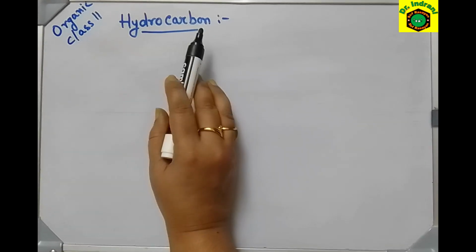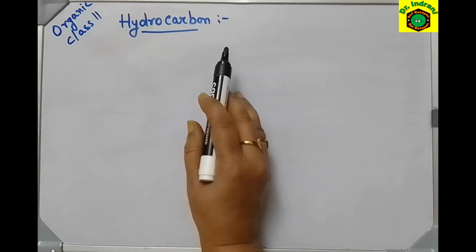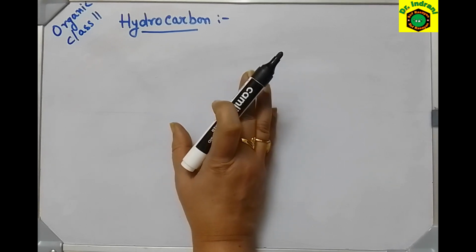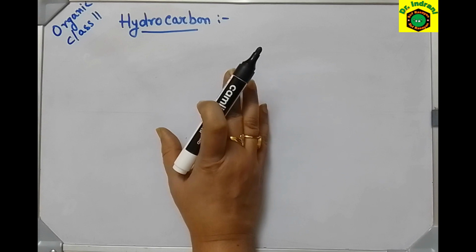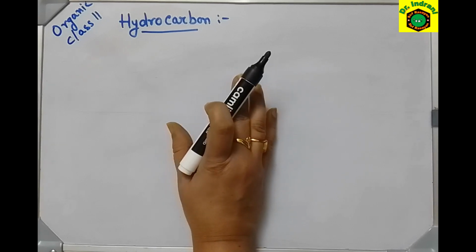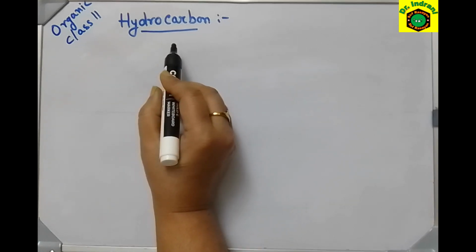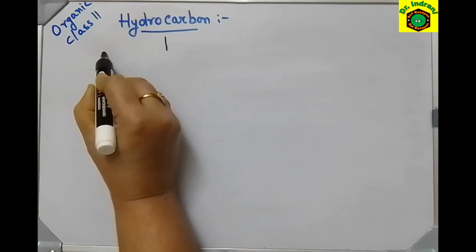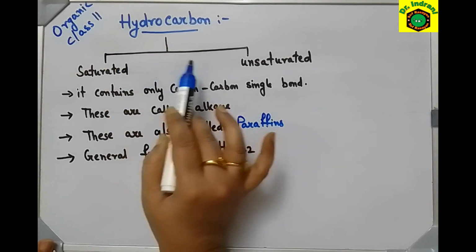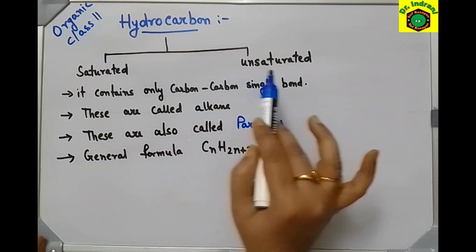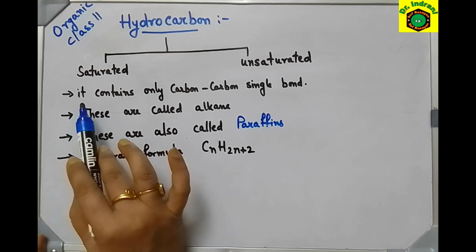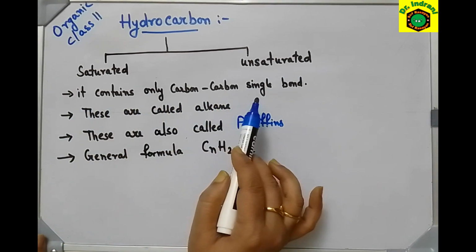Now we should know what is hydrocarbon. Compounds containing carbon and hydrogen only are called hydrocarbons. You can classify hydrocarbon as two types of hydrocarbons are there. One is saturated, another is unsaturated hydrocarbon. For saturated hydrocarbon, see, it contains only carbon-carbon single bond.